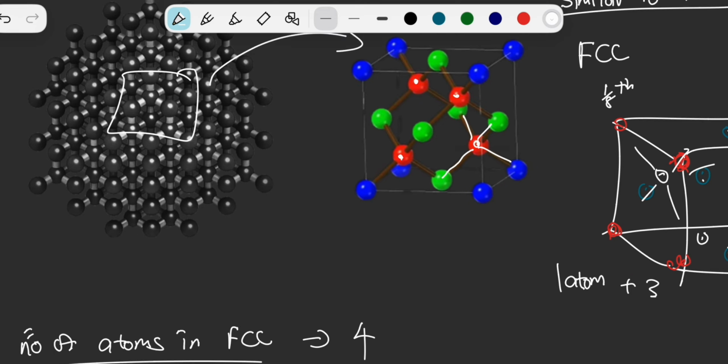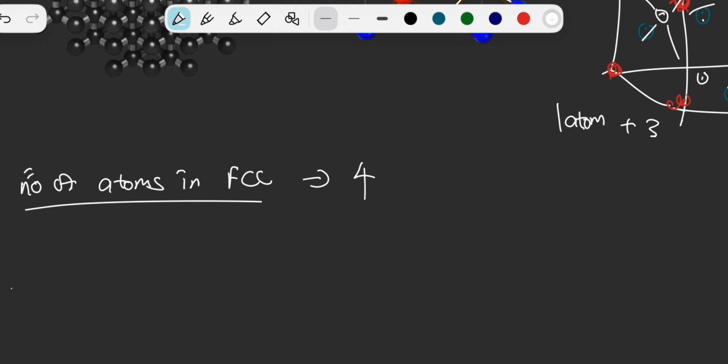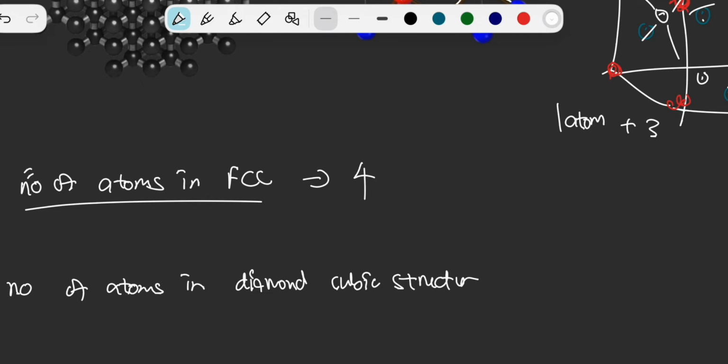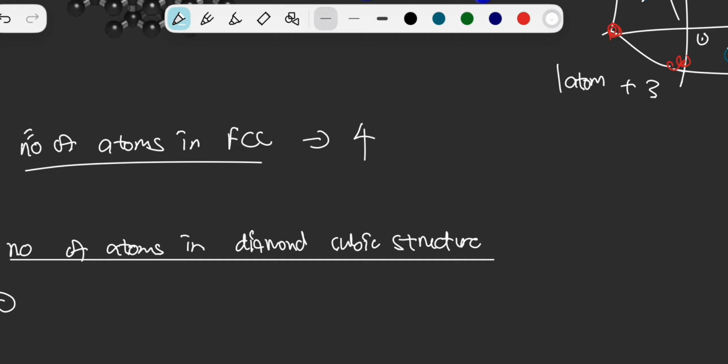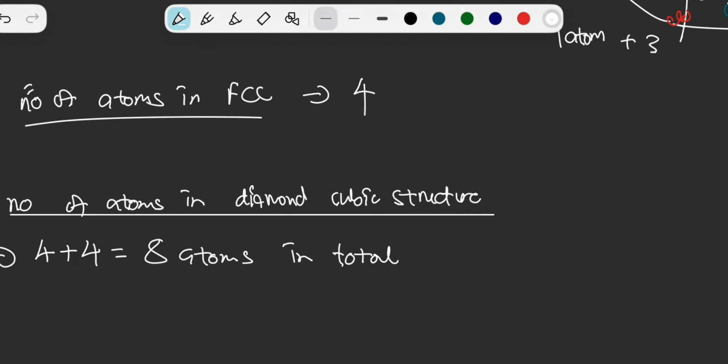Okay, so the number of atoms in diamond cubic structure is basically going to be 4 plus 4, which is going to be 8. So 8 atoms in total. Okay, so that's quite important.